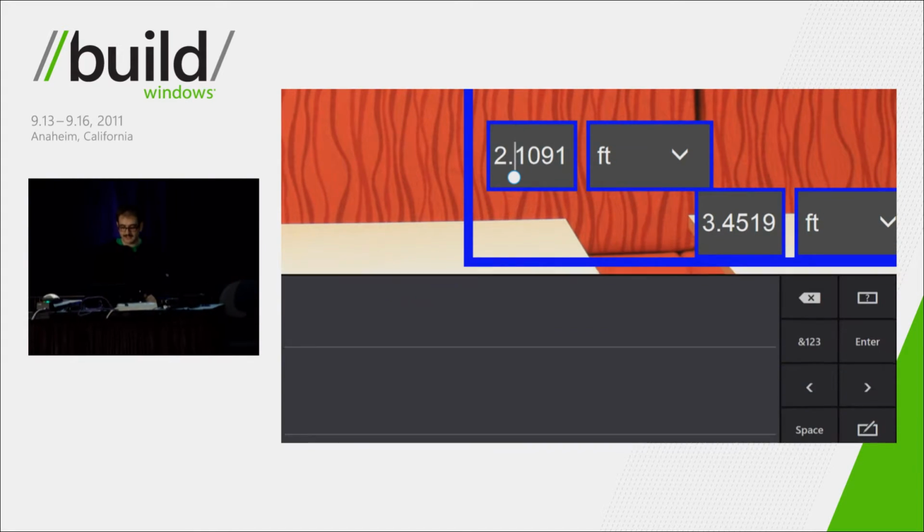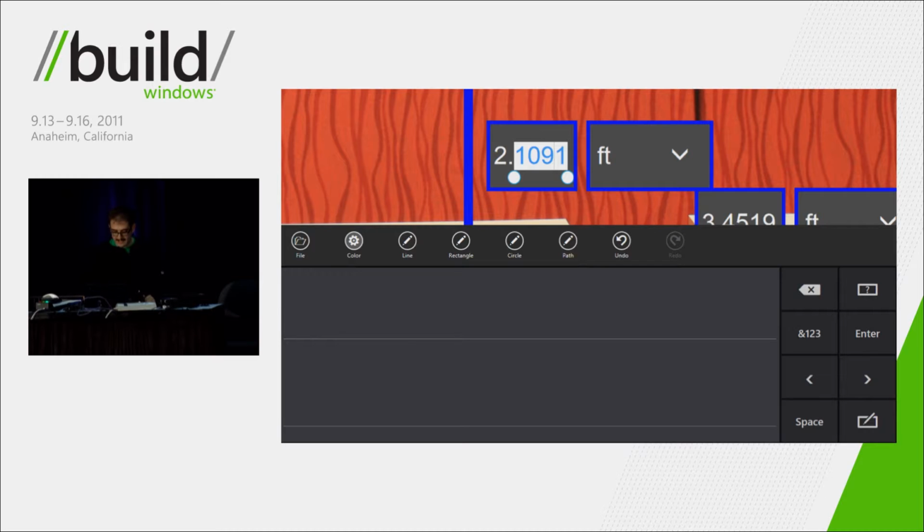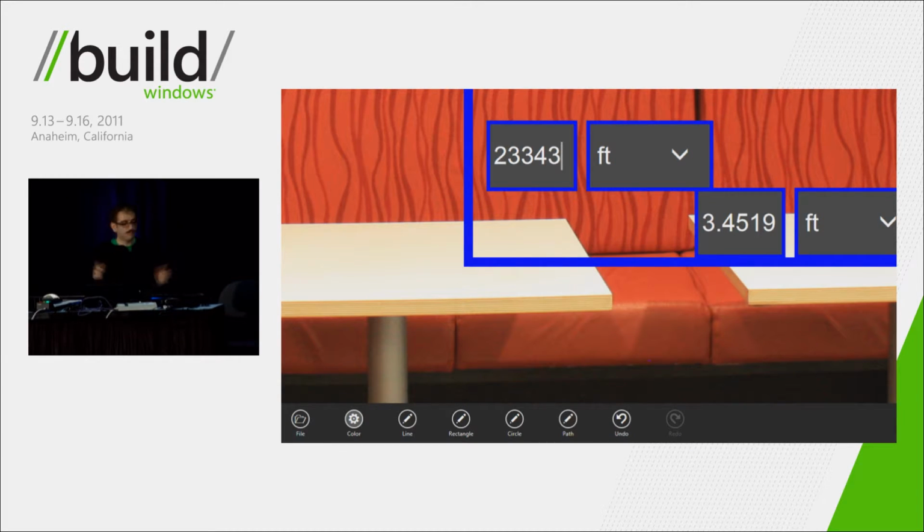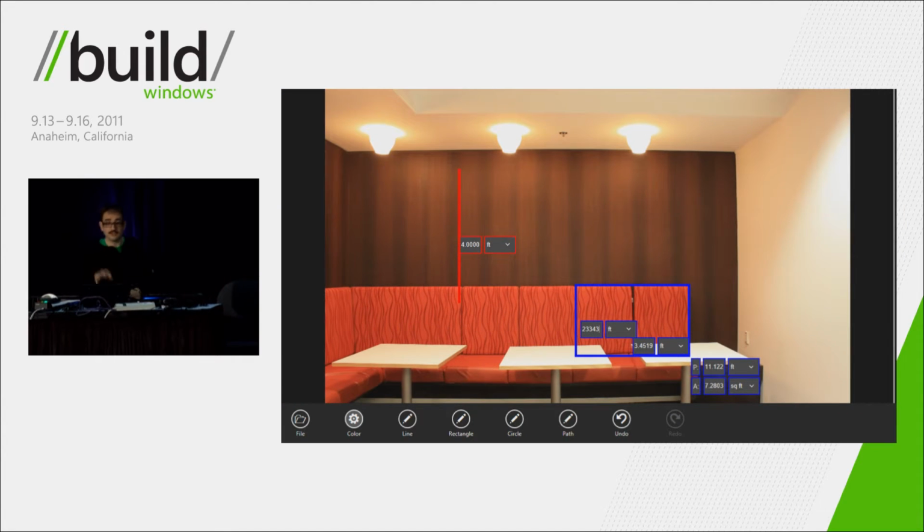So I can go here, tap into this, select this text, and edit this, all that kind of stuff. So it's fully interactive even as you zoom. So that's zooming, and that's another thing the scroll view control lets you do that you might want to take advantage of in your applications.